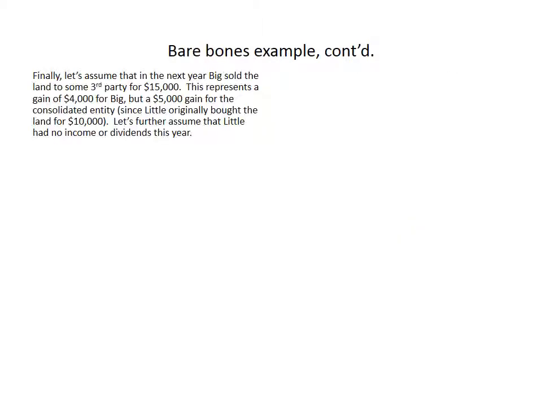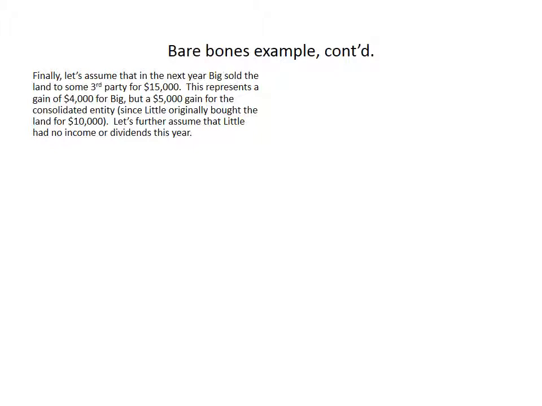Finally, let's assume that in the next year, BIG sold the land to some third party for $15,000. This represents a gain of $4,000 for BIG, because again, they bought it from Little for $11,000, now they're selling it to some third party for $15,000, they're showing a $4,000 gain. But from a consolidated perspective, there's a $5,000 gain. Little bought the land from a third party for $10,000, now it's being sold to another third party for $15,000, so again, there's that $5,000 gain.